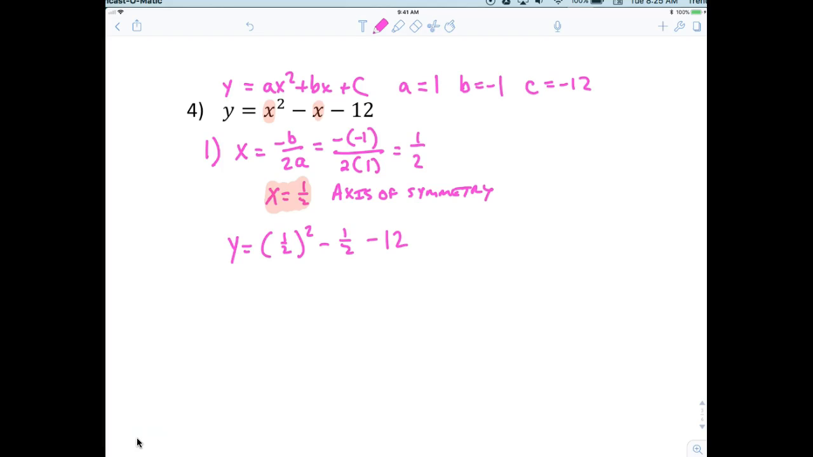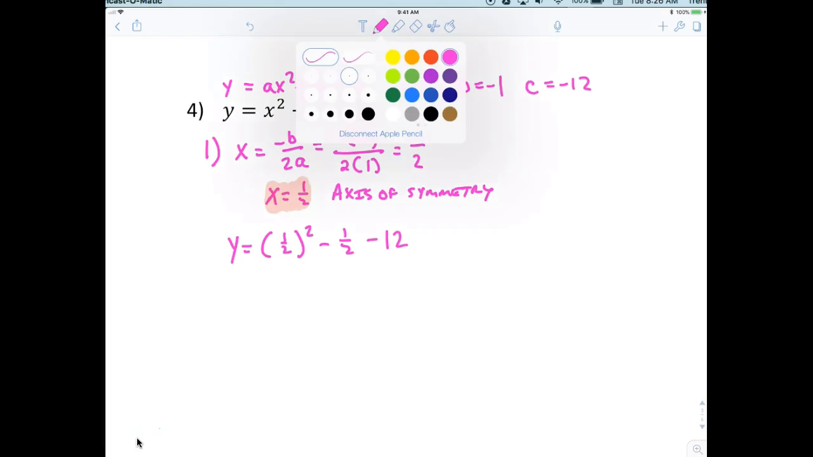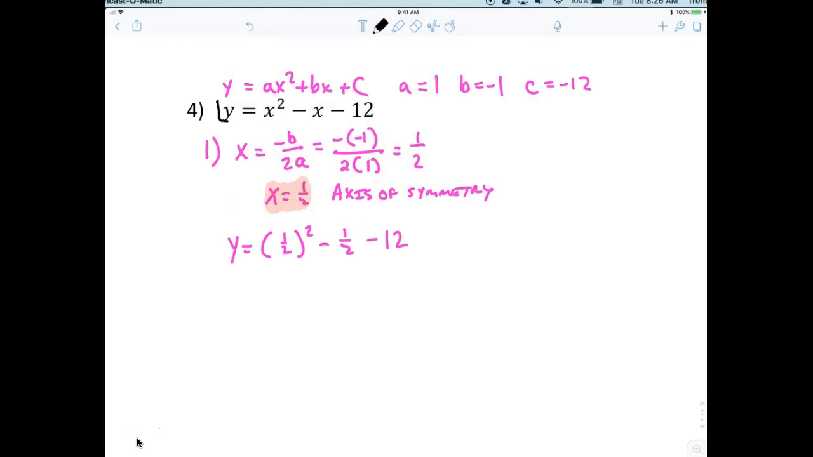What? I'm confused because you brought back the square. Okay, so look right here. Look right up here. All I did was I took this equation right here and I plugged 1/2 in for x. Right? So it's 1/2 squared minus 1/2 minus 12.